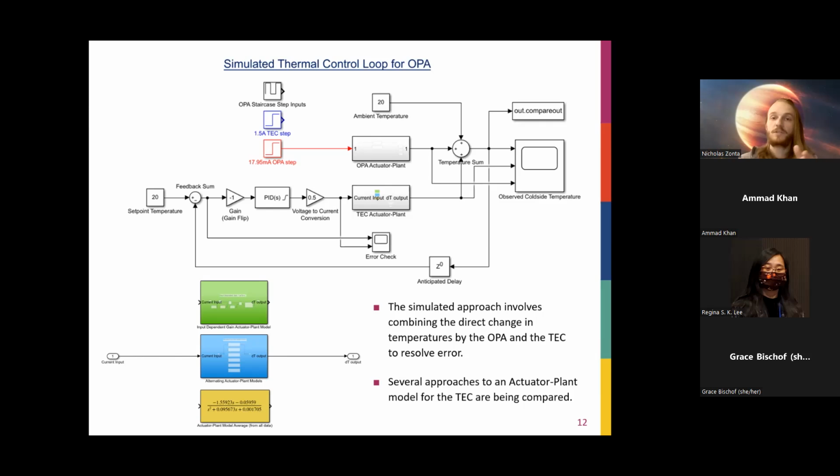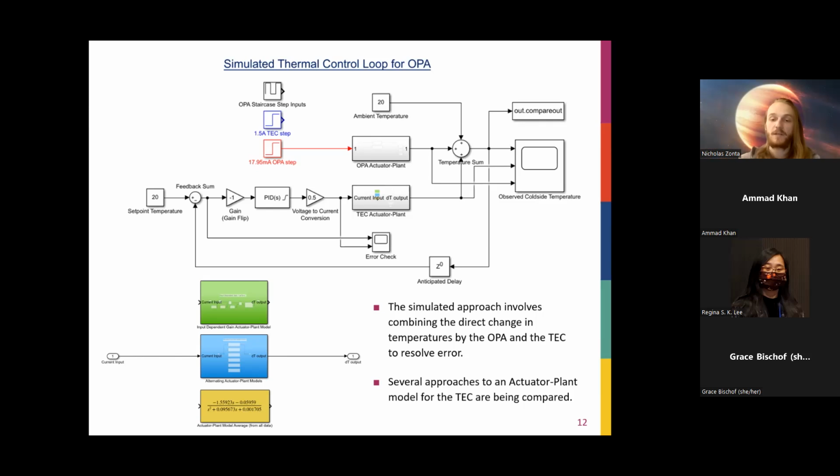This was done through putting together a simulated version of the entire experimental setup, which involves combining the direct change of temperatures from the OPA as an actuator plant model and the thermoelectric cooler as its own actuator plant model. By summing these two together, we essentially have a comparison to what the thermistor would read in its active state, and that is then compared to our set point, from which the PID controller can then be designed and optimized.